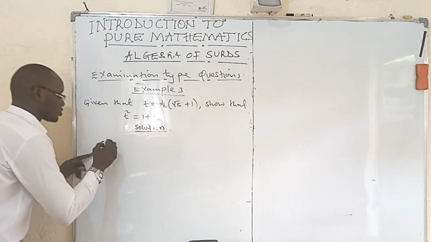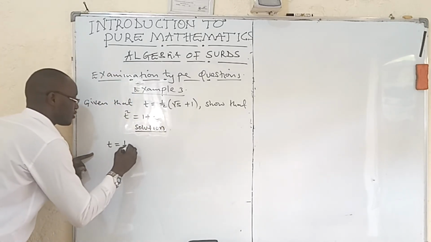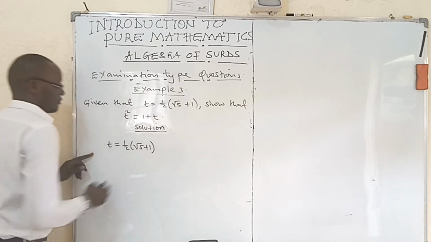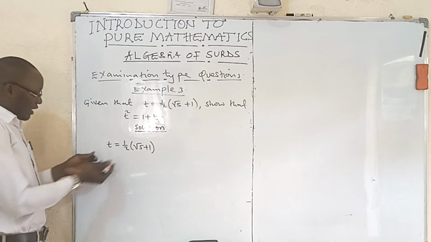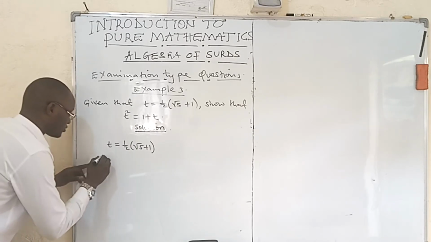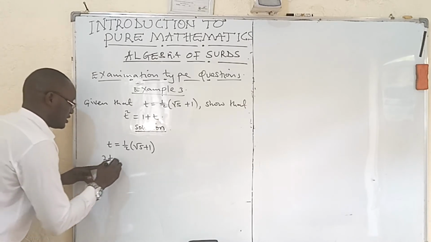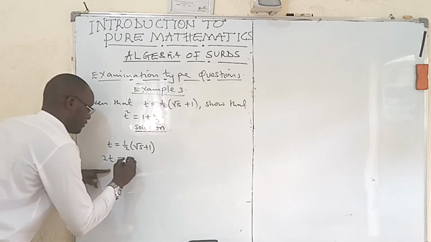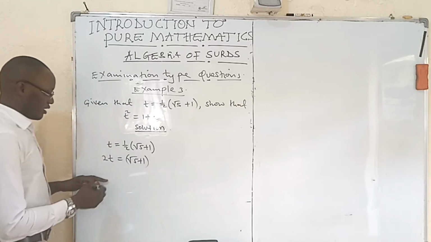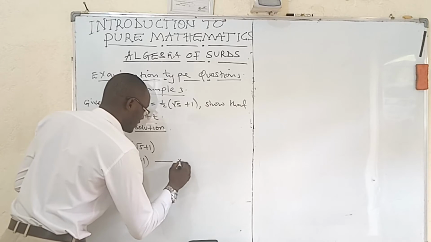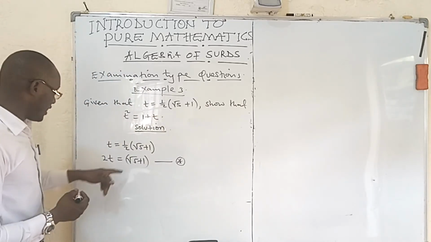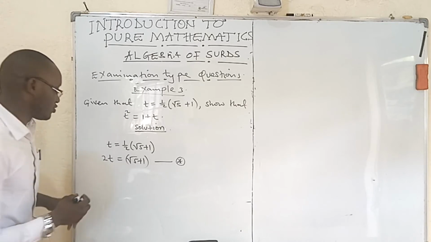So in our solution, you have given us t is equal to a half into root of 5 plus 1. Okay, I can cause some changes here. If we multiply through by 2, we shall get 2t is equal to root of 5 plus 1. I can baptize this as my equation star 1. I've caused a change.